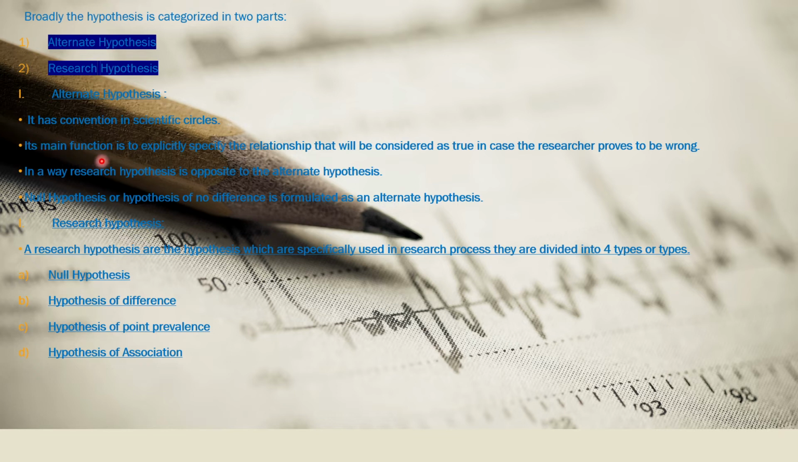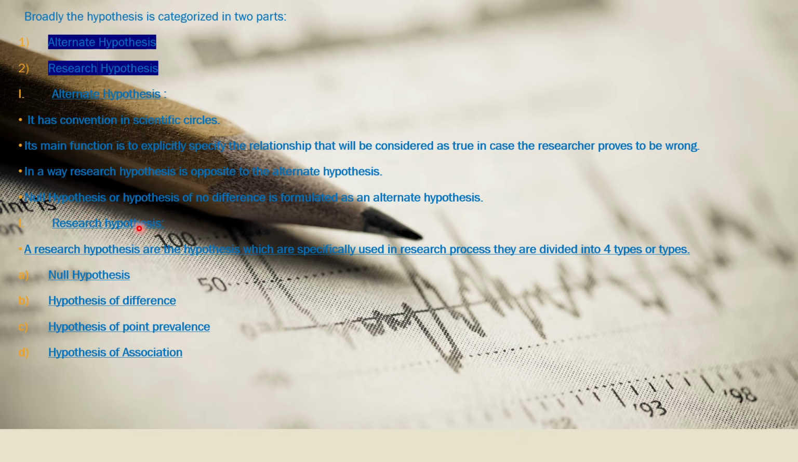Its main function is to explicitly specify the relationship that will be considered as true in case the researcher proves to be wrong. In a way, research hypothesis is opposite to the alternate hypothesis. Similarly, null hypothesis, or hypothesis of no difference, is formulated as an alternate hypothesis. Now we will go on to research hypothesis.